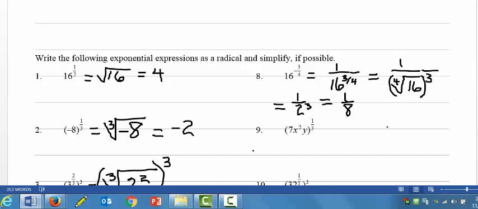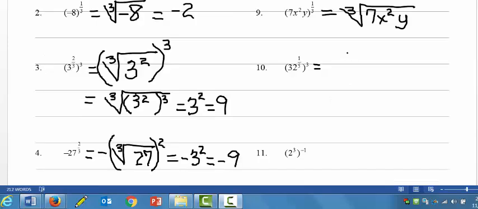When I apply the power of 1/3 to 7x squared y, because that's grouped in a parenthesis, the power applies to the 7, the x squared, and the y. The denominator of that fractional exponent tells me this is a cube root, and inside the cube root goes 7x squared y. And I can't simplify that or break that down in any way.